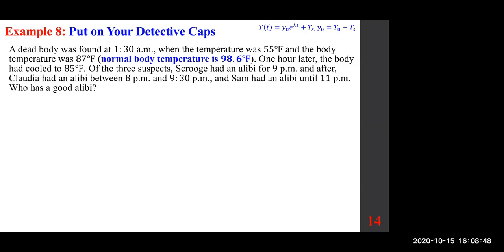Thank you. A dead body was found at 1:30 a.m. when the temperature was 55 degrees Fahrenheit and the body temperature was 87 degrees Fahrenheit. Normal body temperature is 98.6 degrees Fahrenheit. 1 hour later, the body has cooled to 85 degrees Fahrenheit. One of the three suspects, Swoosh, had an alibi for 9 p.m. and after. Claudia has an alibi between 8 p.m. and 9:30 p.m. and Sam had an alibi until 11 p.m. Who has a good alibi? Thank you so much, Zainab.